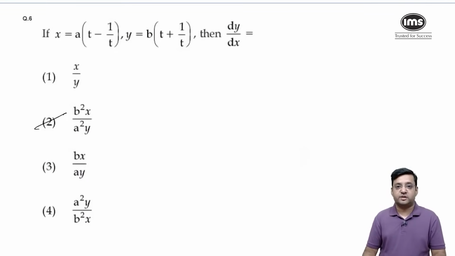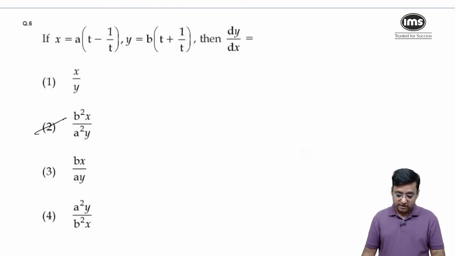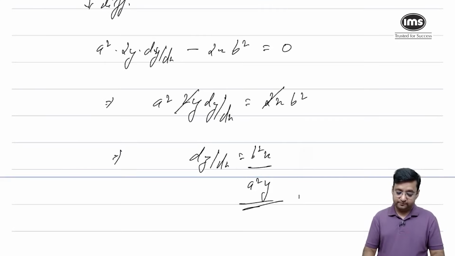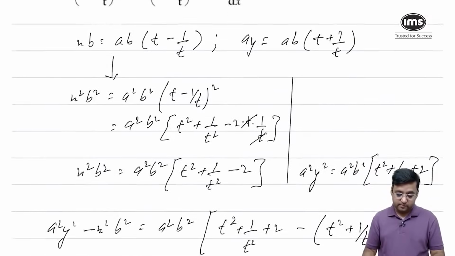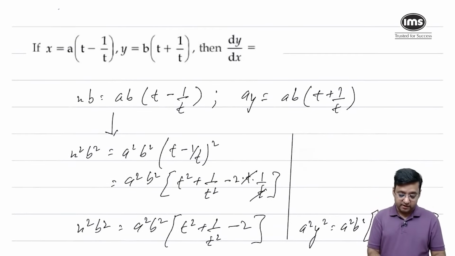I told you this question is a bit lengthy and tricky. So let me go one more time. What are we doing? First, we are multiplying this with b. Why are we multiplying this with b? Because now this will become ab. And same here, we will multiply with a and it will become ab.